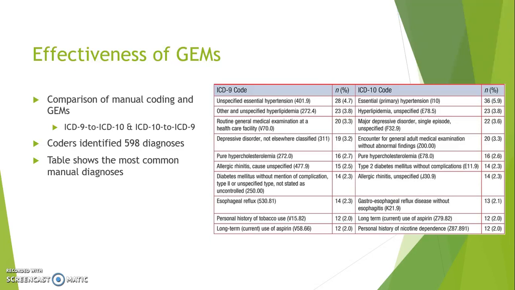Of the 100 cases, coders identified 598 diagnoses. The table to the right shows the most common manual diagnoses used by the coders. You can see that the most commonly used codes for one version of ICD also have their translation on the other version, such as hypertension in the first row.